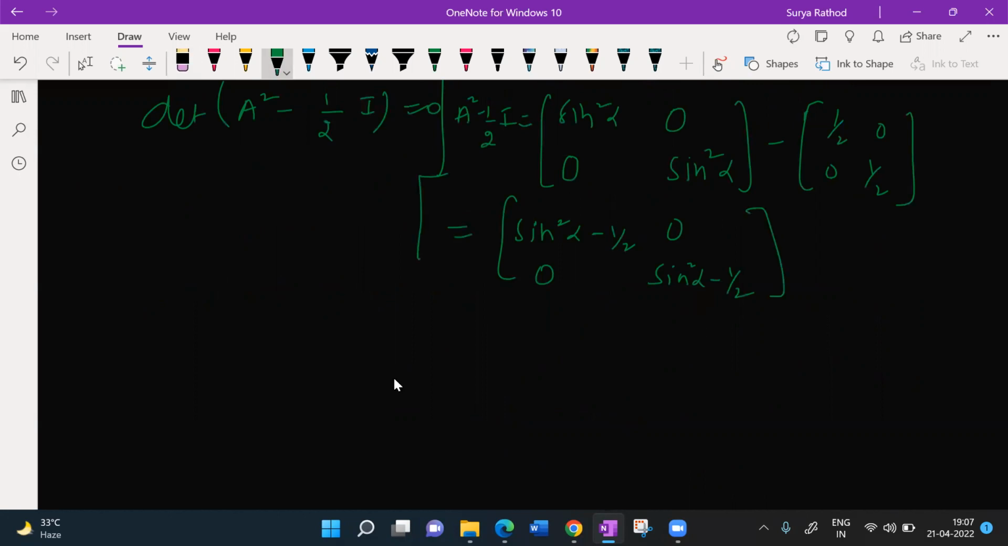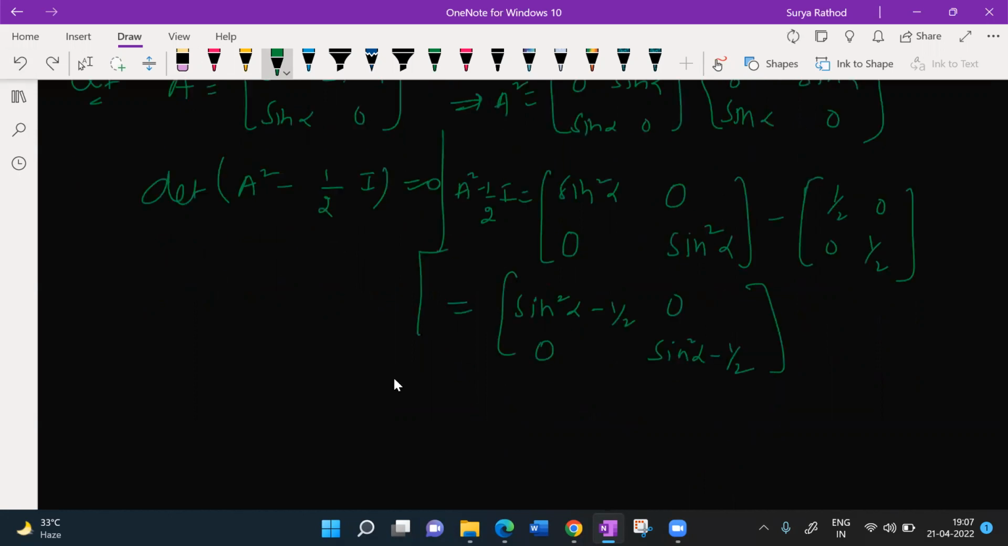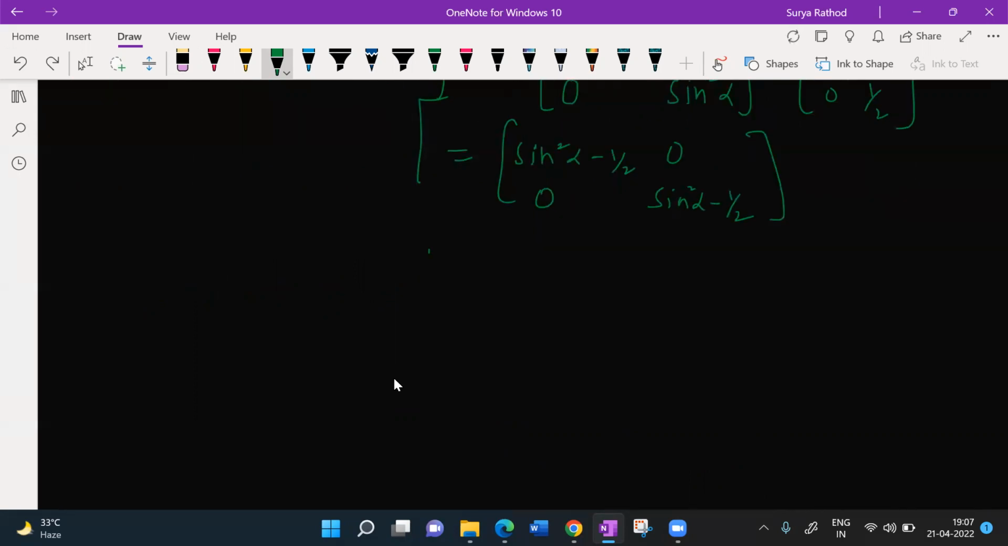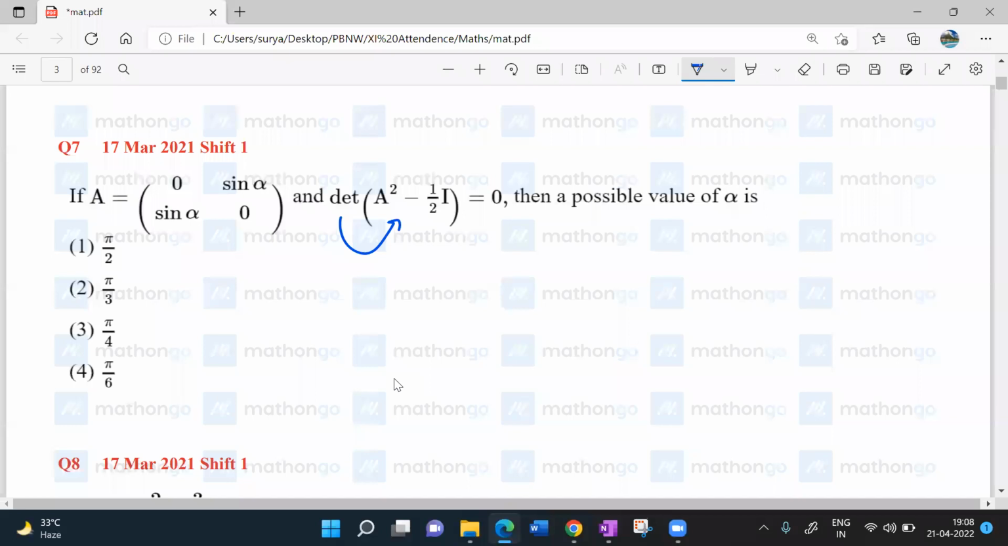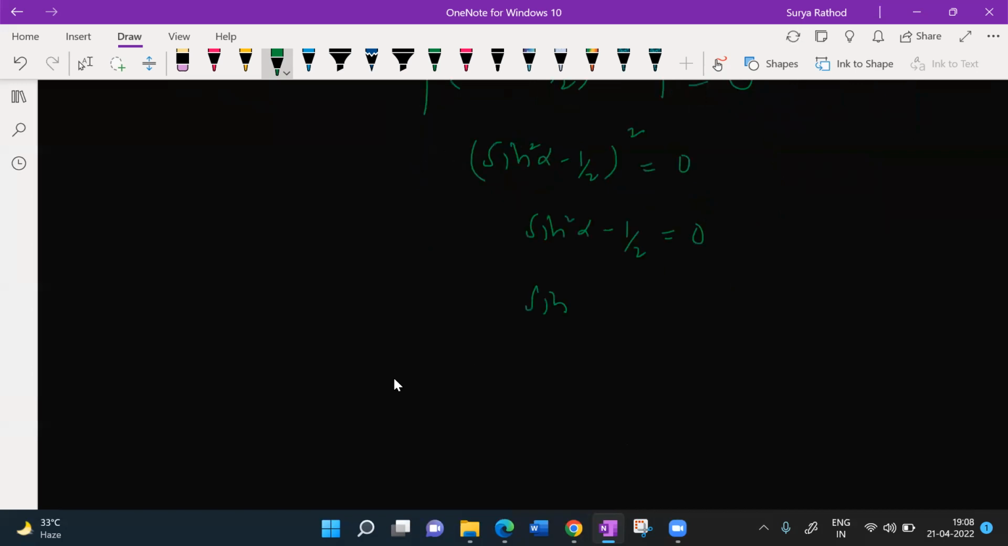This is what I got. Next, we need to find the determinant of this. The determinant of this is going to be sine square alpha minus half, whole square, minus 0. Given to you, the determinant of this is equal to 0. So I'm equating with 0. So sine square alpha minus 1 by 2, whole square is equal to 0. Sine square alpha is 1 by 2.